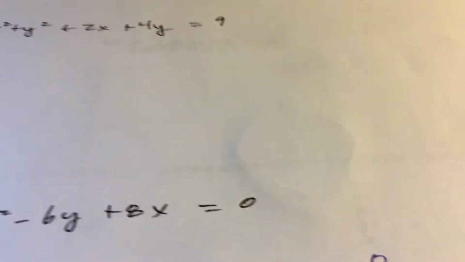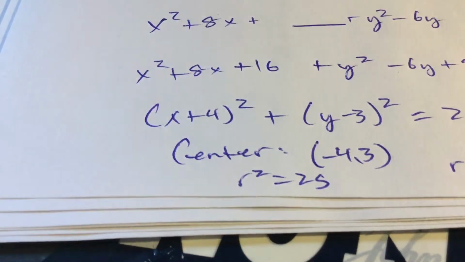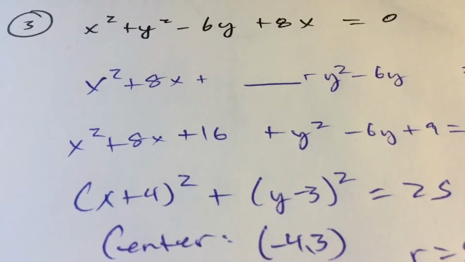All right, find the center and the radius of each circle. So these are pretty interesting. We have to do completing the square. So Honors Algebra 2, definitely expect this. I mean, both classes should expect to see this question. This is completing the square twice.